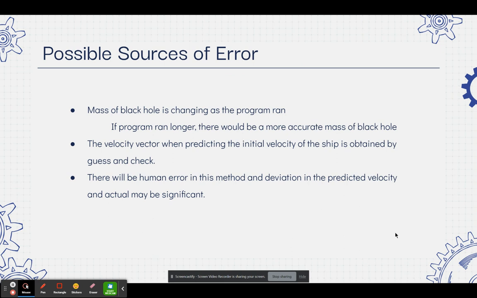Now, some possible sources of error: the mass of the black hole was constantly changing, so as the program ran longer, we had a more accurate result. And also for the velocity of the ship, since we achieved that by a guess and check method, the actual velocity could differ a little.